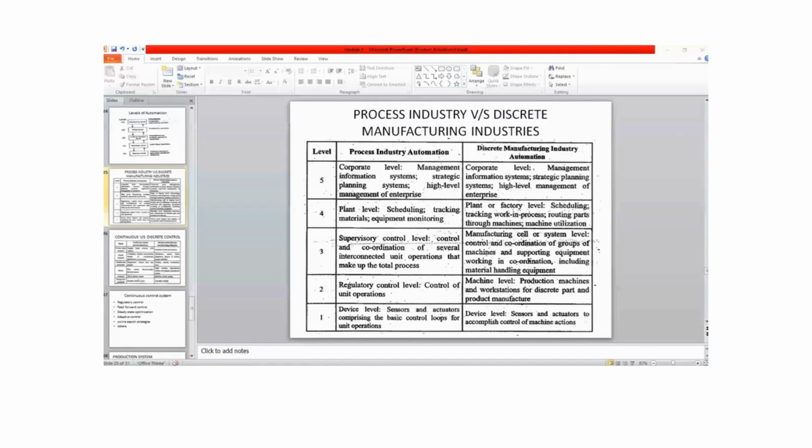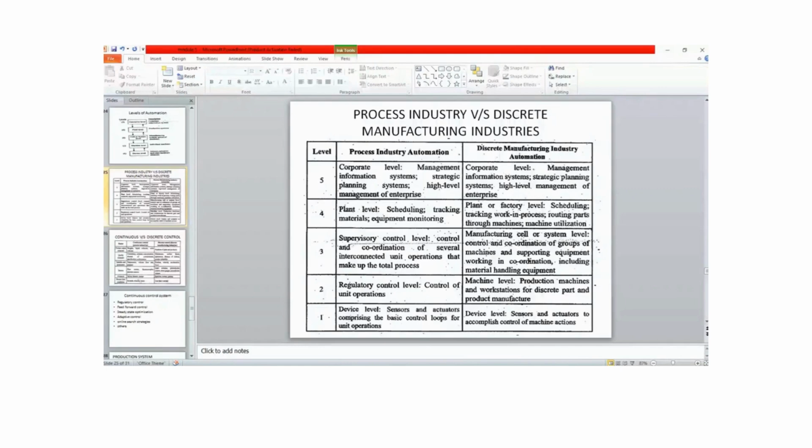There they have given process industry and discrete manufacturing, with the corporate plant on the left side and right side. They have given a tabular column for all the 5 levels. These are the 5 levels we discussed in the previous class: device level, machine level, cell level, plant level, and enterprise level. The same thing we have considered here, but with respect to the industries, it varies.